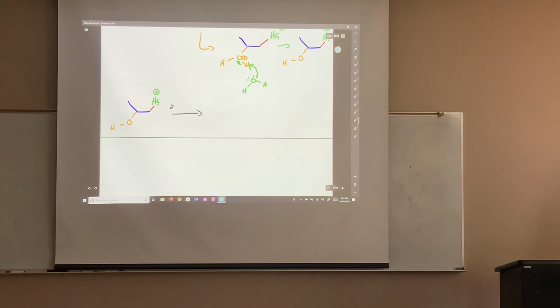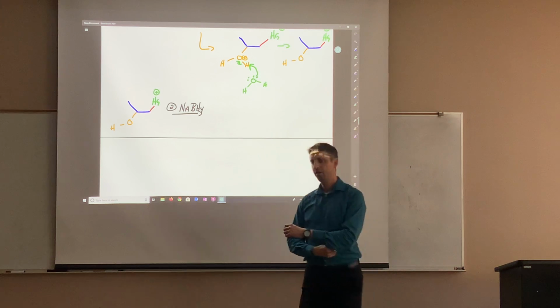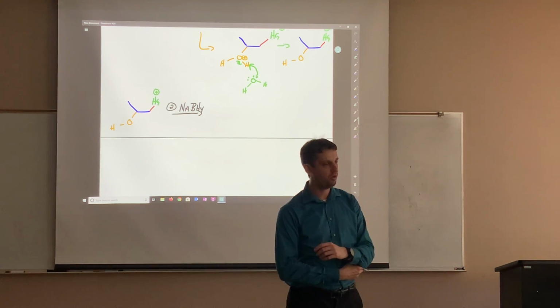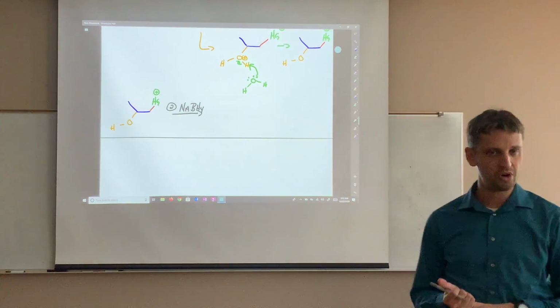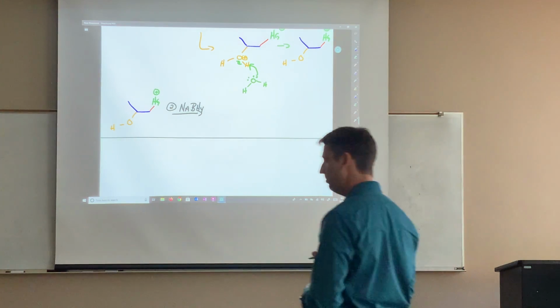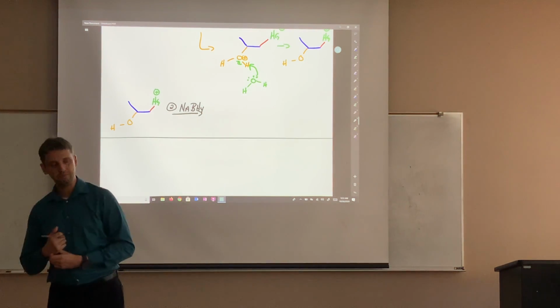So part two of this reaction is we throw in something called NaBH4, sodium borohydride, okay? Now, sodium borohydride is a powerful reducing agent, not the strongest, but a pretty darn good reducing agent.